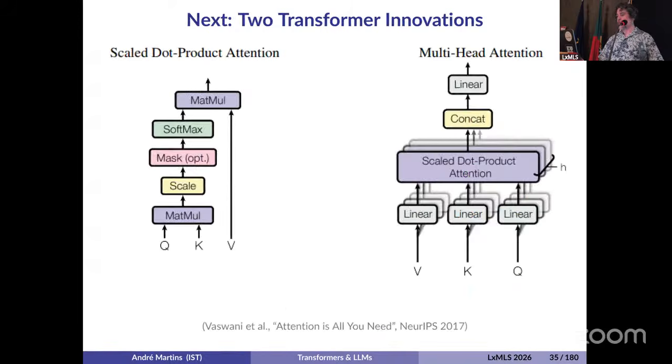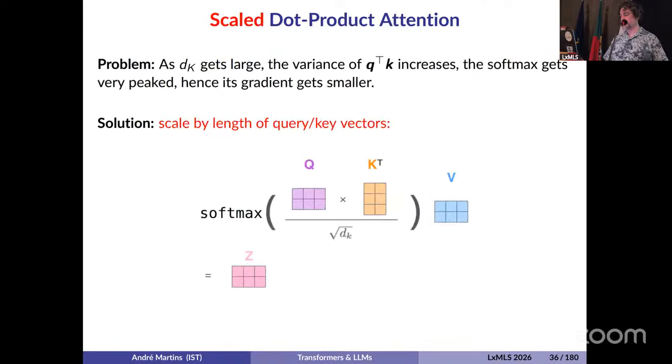Okay, so next there are 2 transformer innovations that are worth presenting. One is scaled dot-product attention. The other one is multi-head attention. So the scaled dot-product attention is, before I add this expression, softmax of QK transpose times V. But in fact, what is done is there is a small thing that is added, which is dividing by the square root of the dimensionality of the keys. Okay, why is this done?